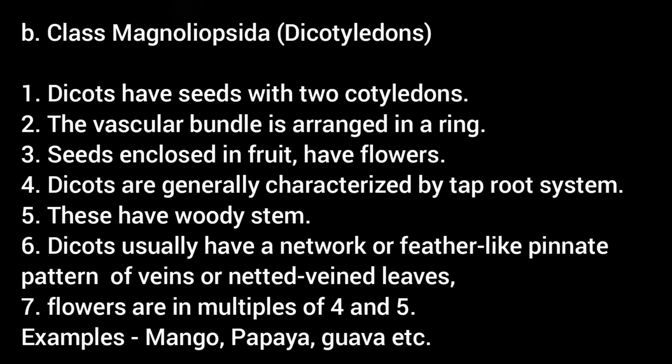B. Class Magnoliopsida. 1. Dicots have seeds with 2 cotyledons. 2. The vascular bundles are arranged in a ring. 3. Seeds are enclosed in fruit, and they have flowers. 4. Dicots are flowering plants generally characterized by a taproot system. 5. These have woody stems. 6. Dicots usually have a network or feather-like pinnate pattern of veins, or net-veined leaves. 7. Flowers in multiples of 4 and 5. Examples: seeds with 2 cotyledons, such as mango, papaya, guava, etc.